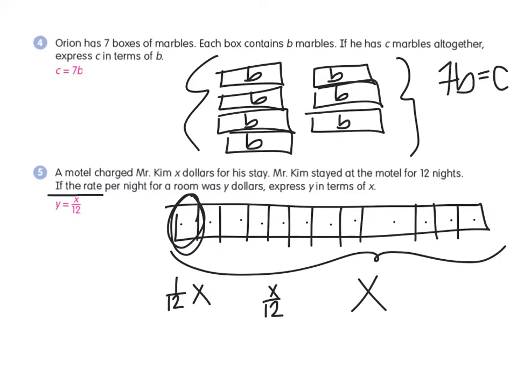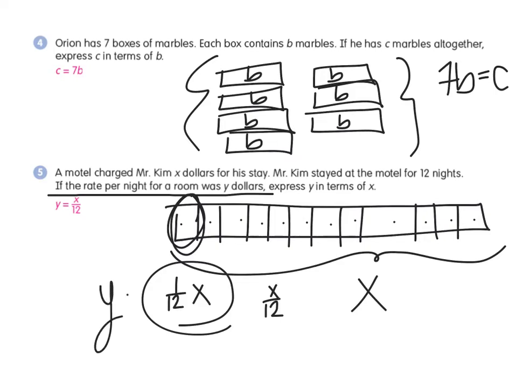If the rate per night was Y dollars, express Y in terms of K. So this rate is actually Y dollars. So we're going to say Y is equal to 1/12 of X, or 1/12 times X. That's going to be the final answer for this problem.